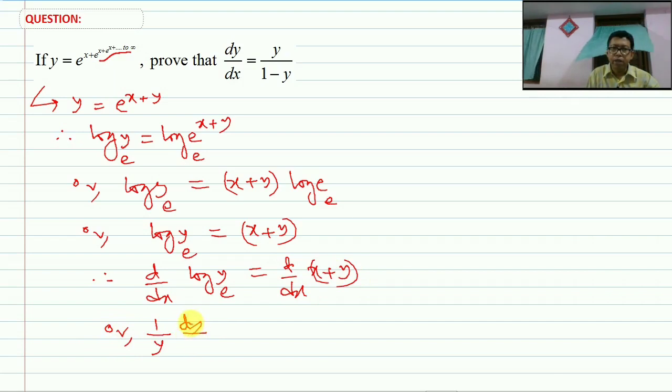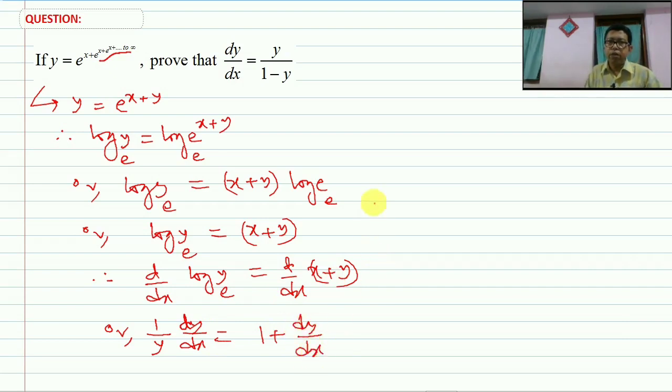Why do I write dy/dx again? Because the variable is y and we are differentiating with respect to x, so obviously this is (1/y) dy/dx, and on the right side d/dx of x is equal to 1 and d/dx of y is, as usual, dy/dx.